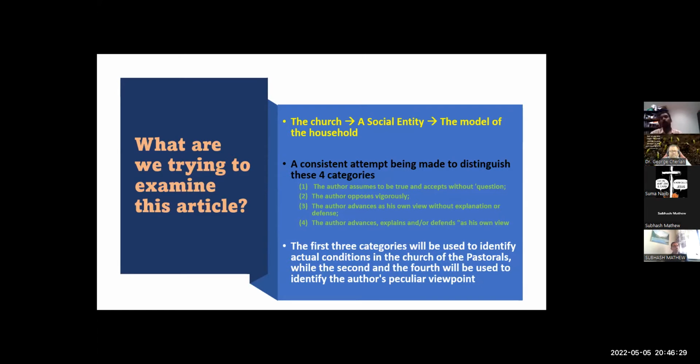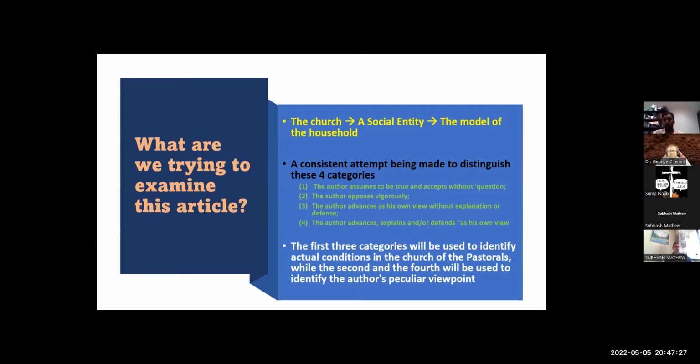A consistent attempt is made in this article to distinguish basically 4 categories. The first is what the author assumes to be true and accepts without question, and the second is certain things the author opposes vigorously. Third, the author advances as his own view without explanation or defense. And fourth, the author advances, explains, and defends as his own view. The first 3 categories will be used to identify actual conditions in the Church of the Pastorals, while the second and fourth will be used to identify the author's particular viewpoint. So when we read through the article, we have to keep that in mind.